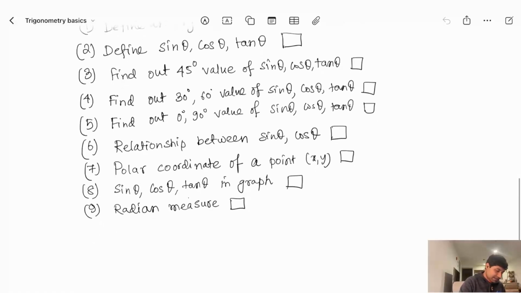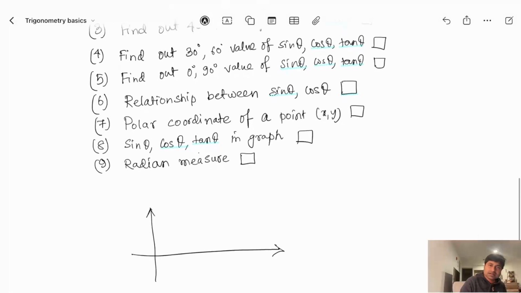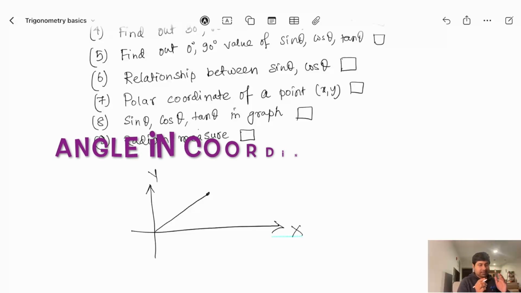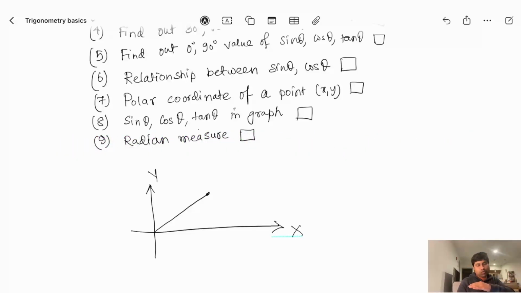So what is an angle? If I just draw a coordinate system here, let's say this is x, this is y, and we have another ray. So basically an angle is nothing but one ray which is moved or rotated with respect to another ray. We can think of PQ as a straight line for the time being. It has been moved with theta degrees anti-clockwise from the x-axis. So PQ is actually creating an angle of theta degrees with the x-axis.